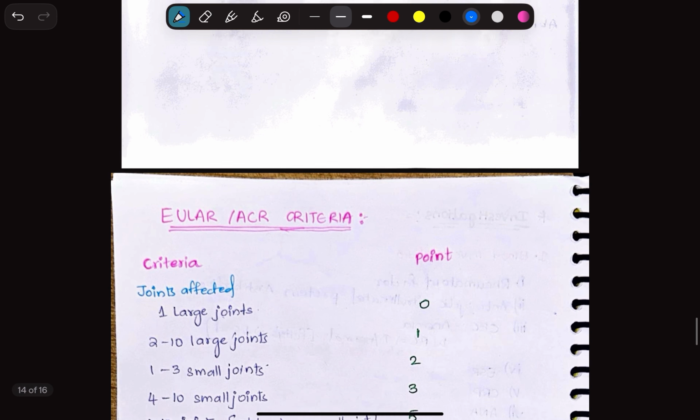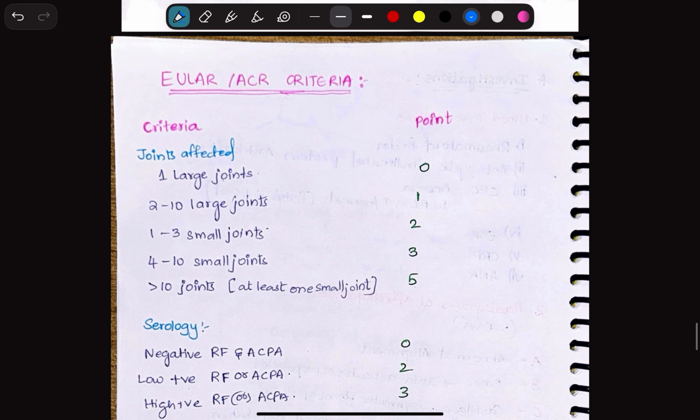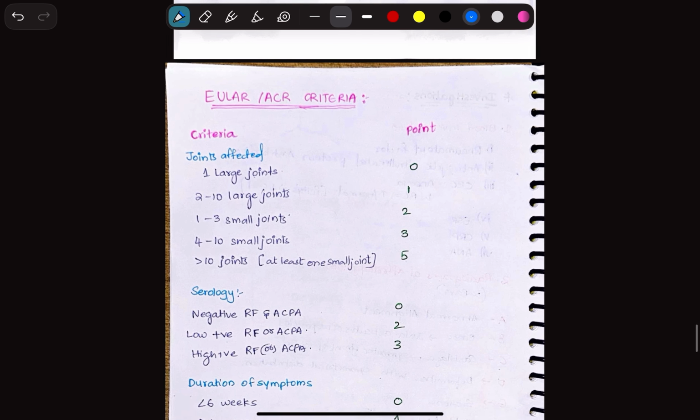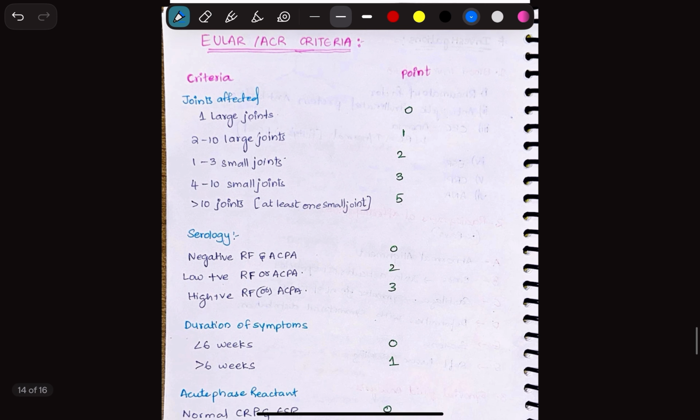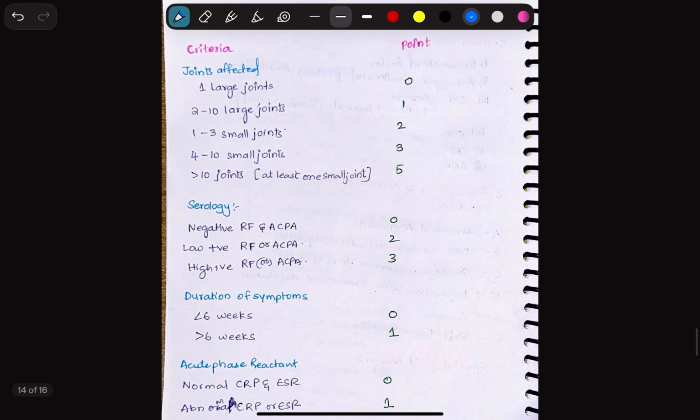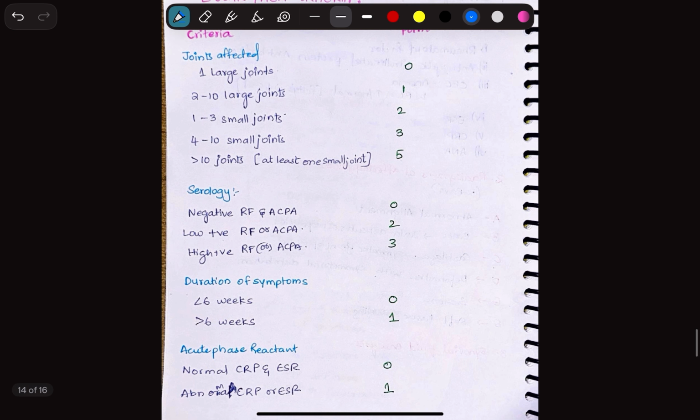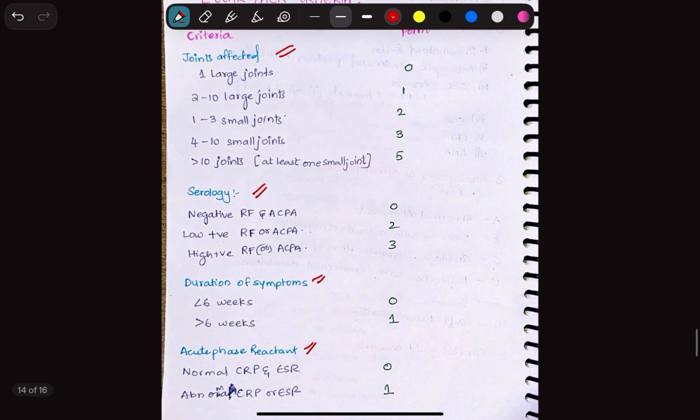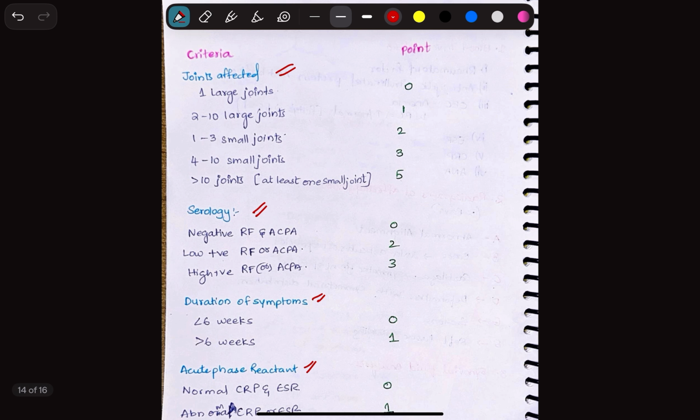Now let us move on to the EULAR and ACR criteria. So this is an important criteria. In this criteria, we take the joints that are affected, the serology, duration of the symptoms and acute phase reactants into consideration. So let us see one by one.